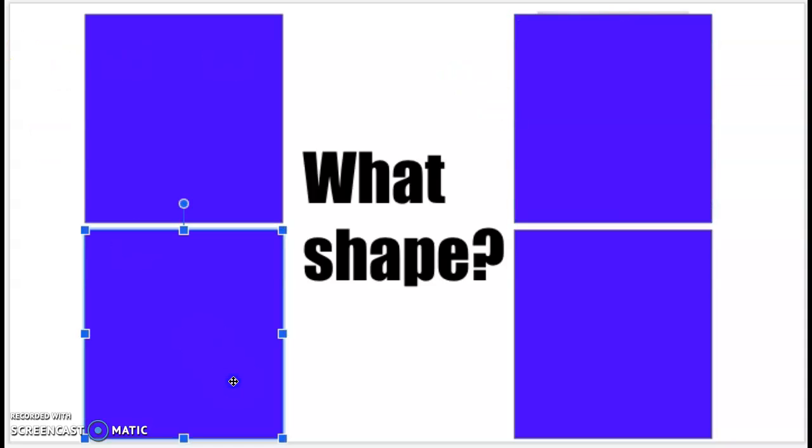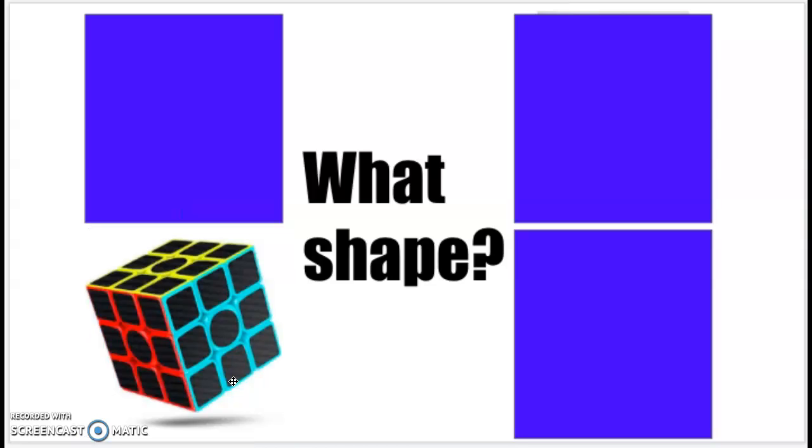And our last shape, what shape is this? If you said cube, you are correct. A cube has 6 faces, 8 corners, and 12 edges.